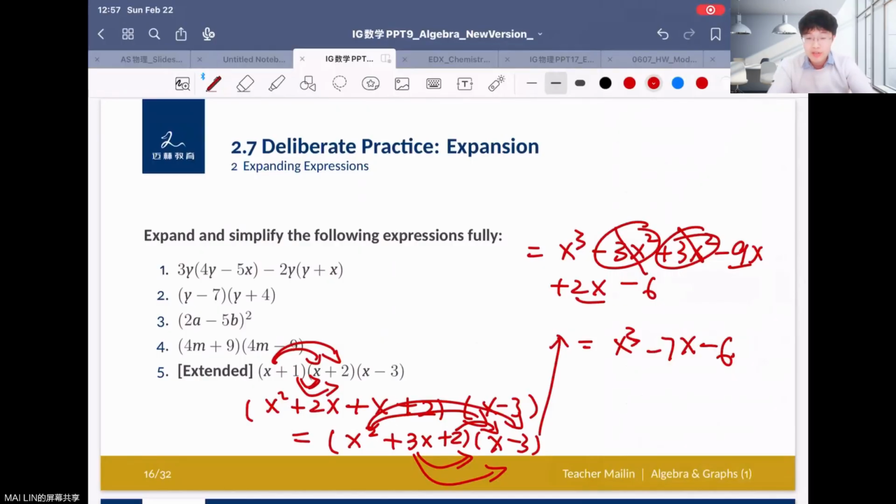I hope that after this class, you can do some more deliberate practice and try to expand algebraic expressions. Maybe the first time you do this, it's a little bit difficult, but when you do more practice, I believe that you can do them all.